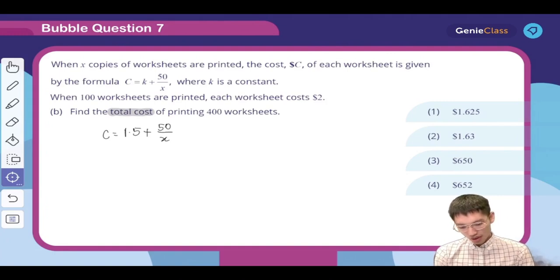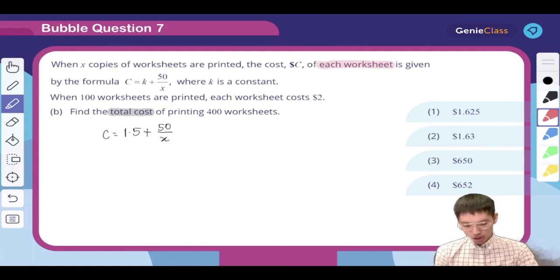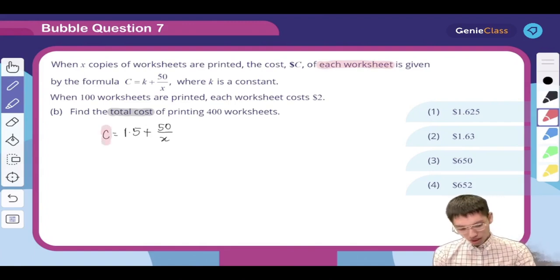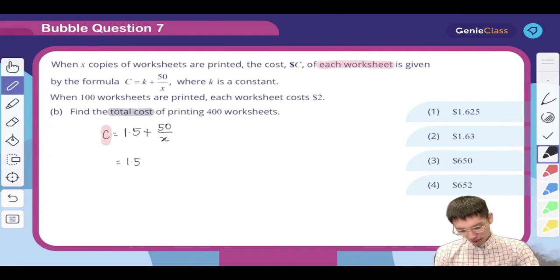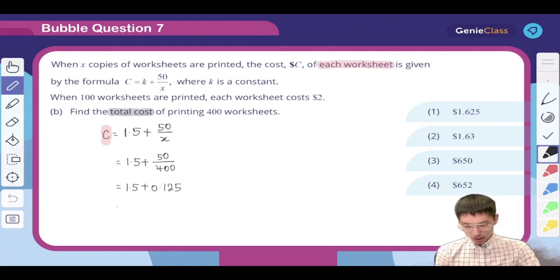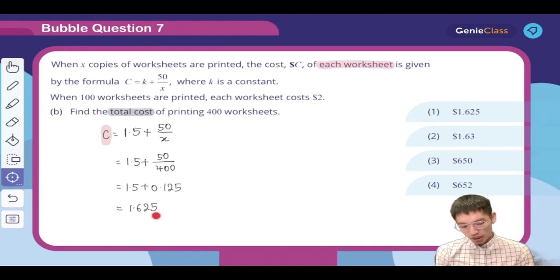So I think most of you know where you went wrong, because over here I'm looking at the total cost, but C over here is for each worksheet. So if I were to sub in the number, in this case we know X is 400, so 1.5 plus 50 over 400. Okay, take note, this is my intermediate working, so when we do C, please do not give it in 2 decimal places first. C is a value. I am not saying what the number is yet, it is a value I'm looking for. So if I have an intermediate value, this value should be maintained as such.